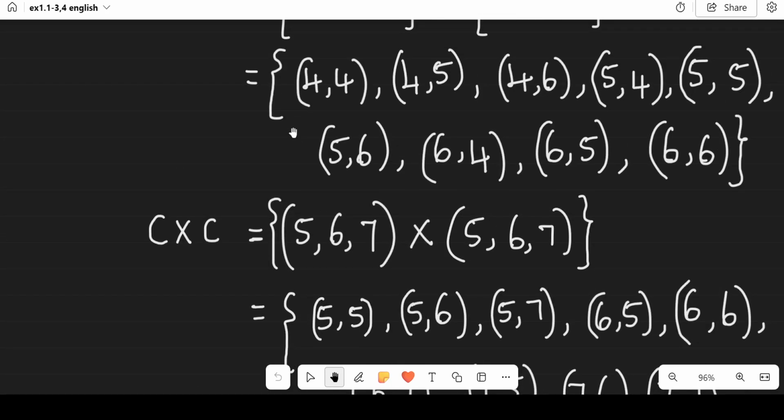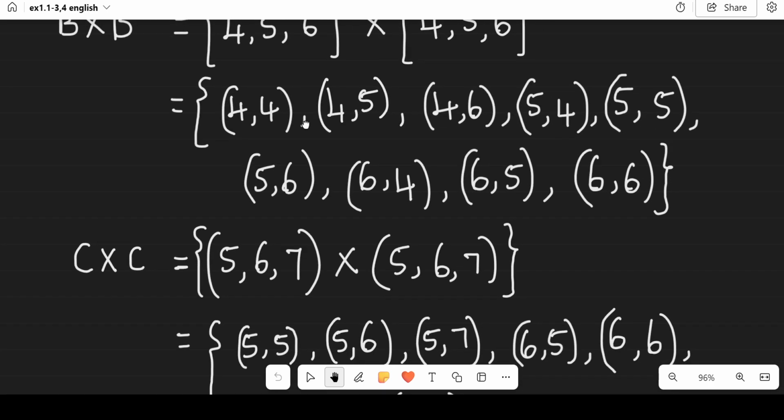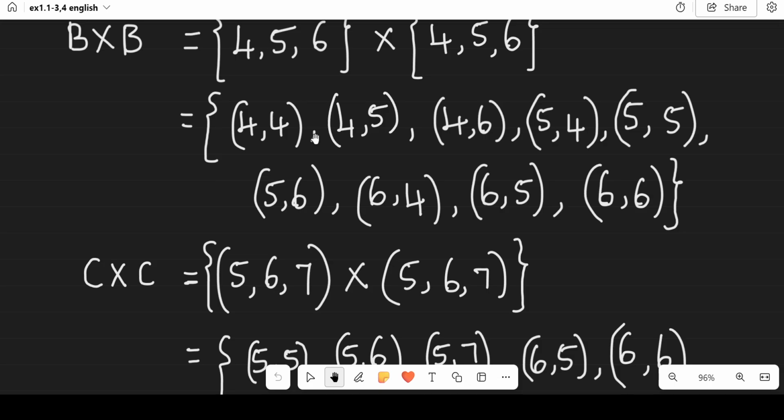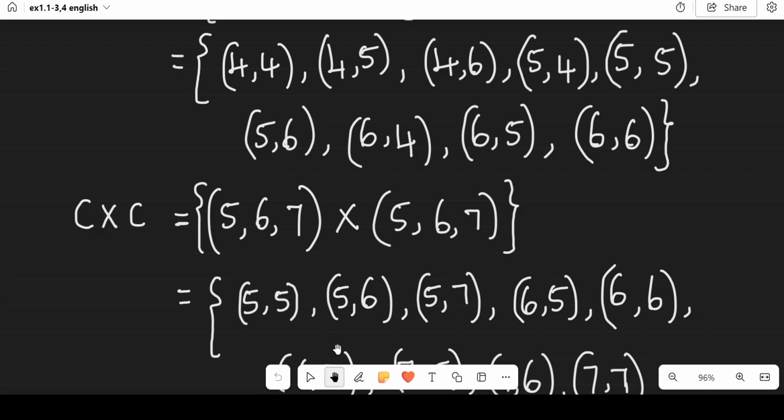Okay, next, what do we have to find out? We found B cross B and next C cross C. From these two answers, we are going to find out the intersection operation. Intersection is nothing but the common values of both sets. Here B cross B is here and C cross C is here. We have to find out the common elements.